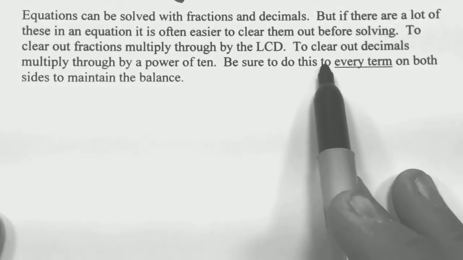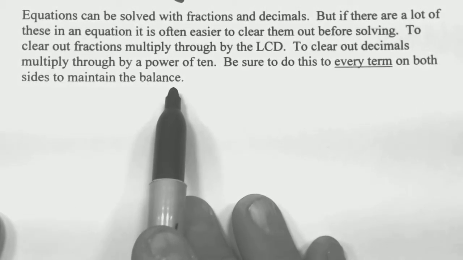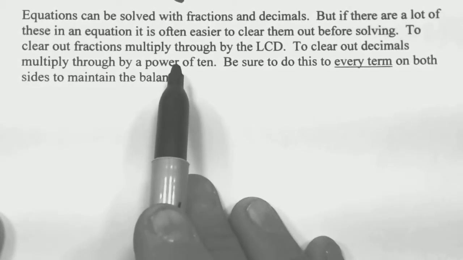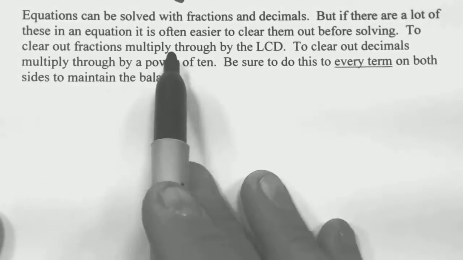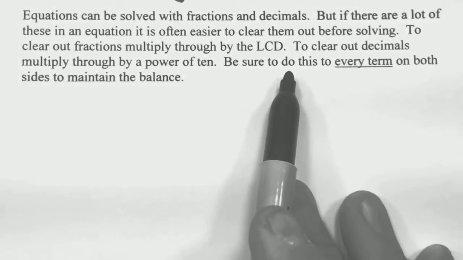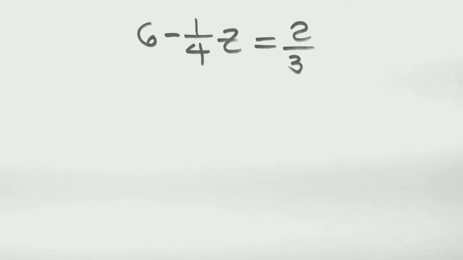Now, one thing you want to be careful is to do this to every term in both sides of the equation to maintain the balance. Even terms that don't happen to have fractions or decimals, if you decide to multiply through by the LCD or a power of 10, you've got to hit every term no matter what. Let's look at a couple of examples of these before we start looking at the main problems here.